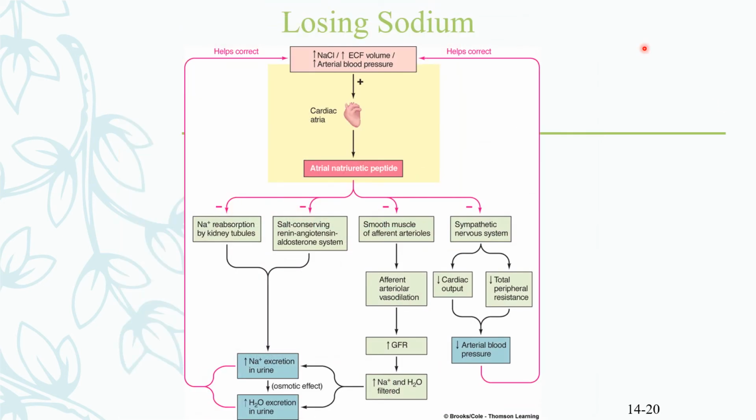Okay. Again, if I wanted to lose sodium, here you can see the relationship with ANP, or atrial natriuretic peptide. So again, this will play a role to help us to monitor blood pressure, and it'll do that through our ability to either get rid of fluid or maintain that fluid. Okay.